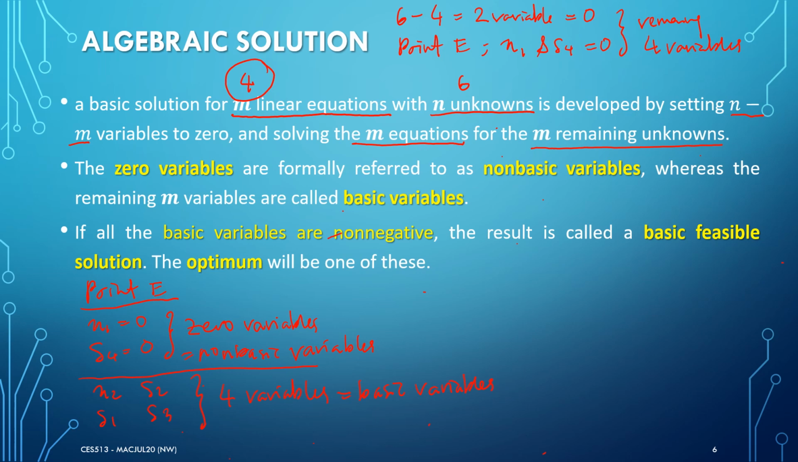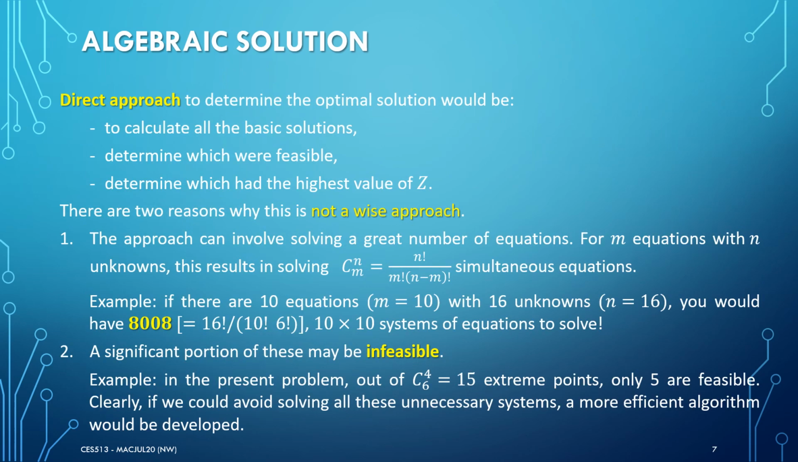If all the basic variables are non-negative, that means not less than 0, the result is called a basic feasible solution. So this is where the optimum points are. Now, a direct approach to determine the optimal solution would be to calculate the basic solutions and then to determine which were feasible, and among those, which had the highest value of Z.